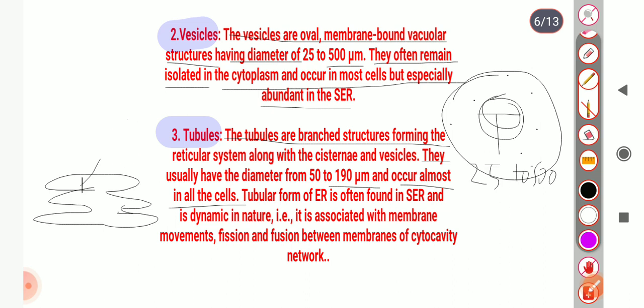Tubules forming endoplasmic reticulum are often found in SER, smooth endoplasmic reticulum, and are dynamic in nature, associated with membrane movement and fusion between membranes in the cytocavity network. This is all about the morphological structure: first cisterna, second vesicles, and third tubules.